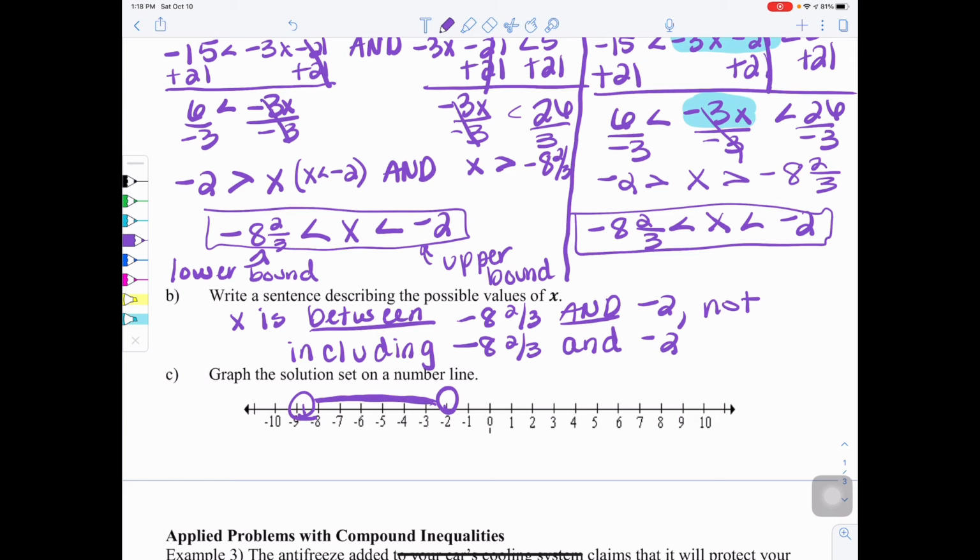So what I'd like to do on the next page is show you an example of a word problem where solving something like this would come into play. So example 3 says the antifreeze added to your car's cooling system claims that it will protect your car to -35 degrees Celsius and 120 degrees Celsius. The coolant will remain in a liquid state as long as the temperature in Celsius satisfies the inequality -35 is less than C is less than 120.